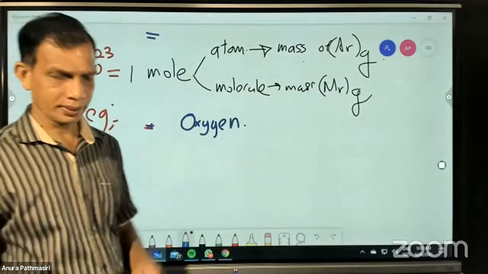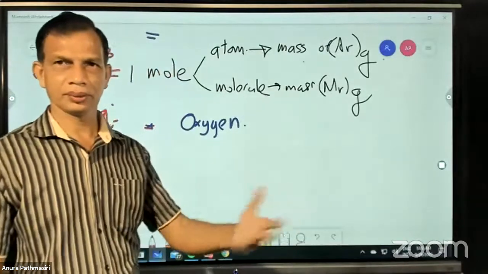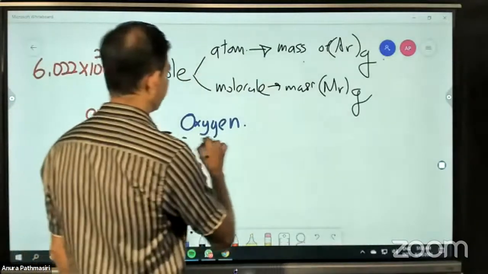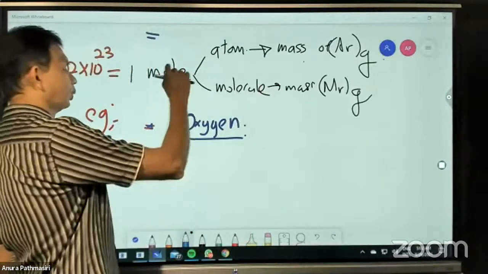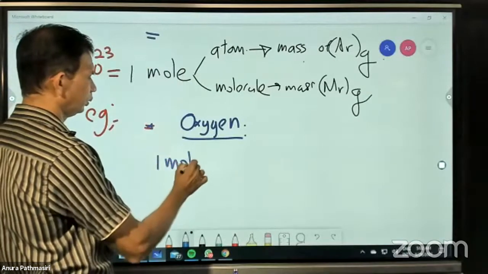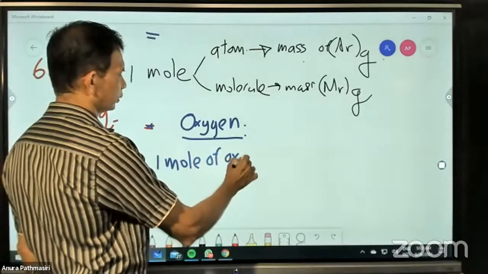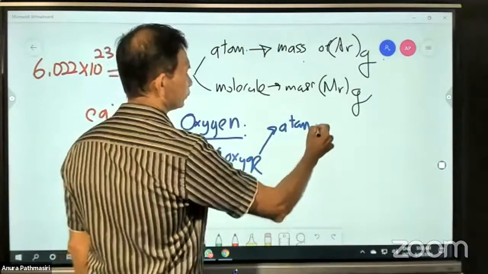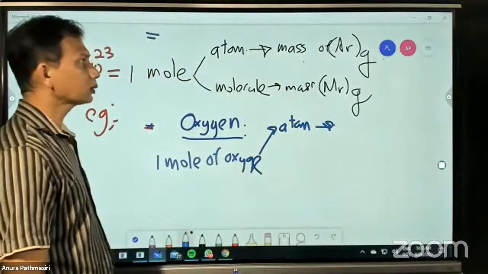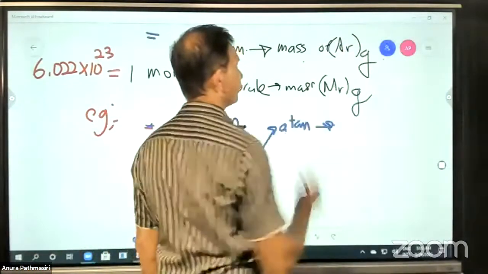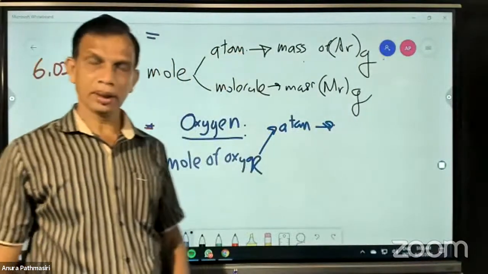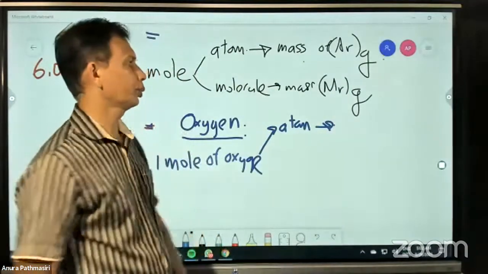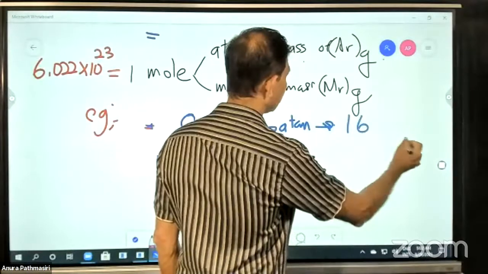You kept silent listening to me for that long description, and now you're going to answer me. If you consider oxygen, 1 mole of oxygen, there you have atoms. Mass of Ar in gram. What is the relative atomic mass of oxygen? 16. Take it in how?